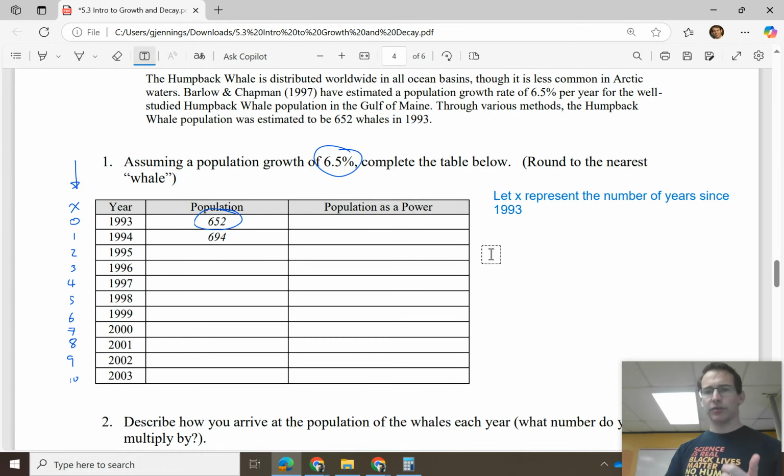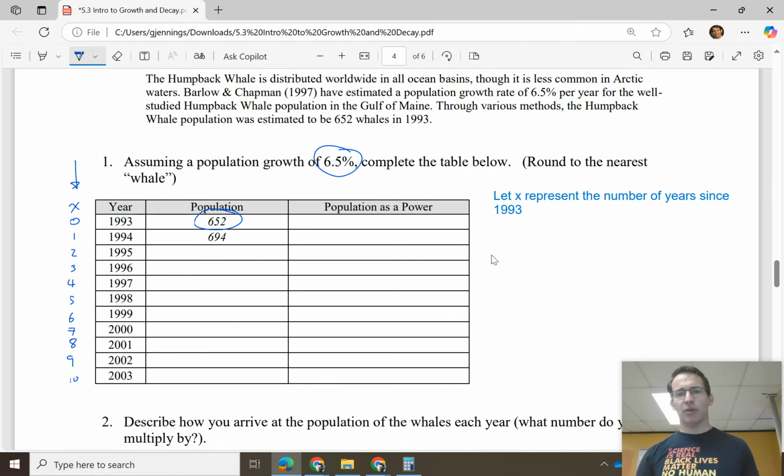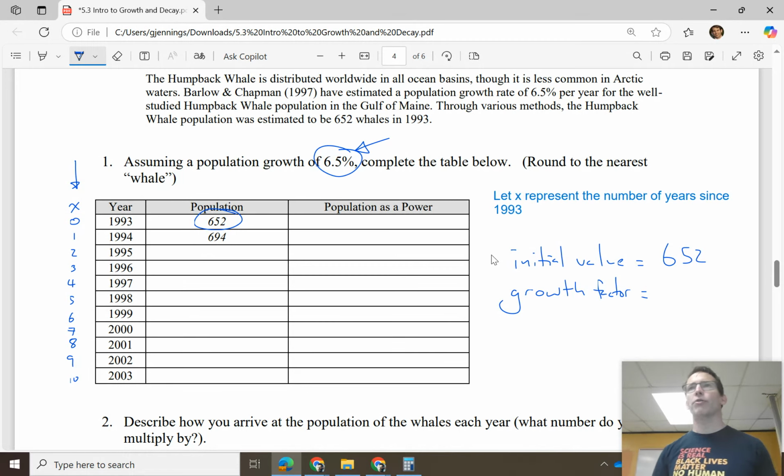What would happen if we did this? Let's just find out. Say initial value equals 652. What's our growth factor here? How are we going to use this 6.5% to create a growth factor? Would it be 1.605? Or no, was it 1.065? Which one is it? 0.65. What is Katie talking about, 1.065? Why does that make sense?